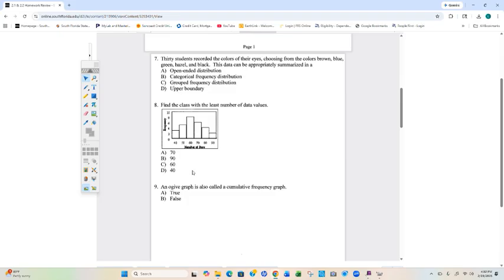Okay, for number 8, if you answered B, you are correct. 90 was the one with the least number of values. That one was at 2.